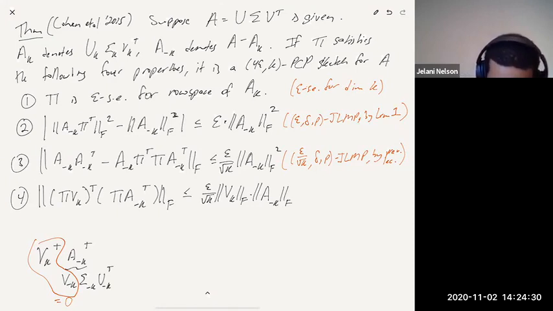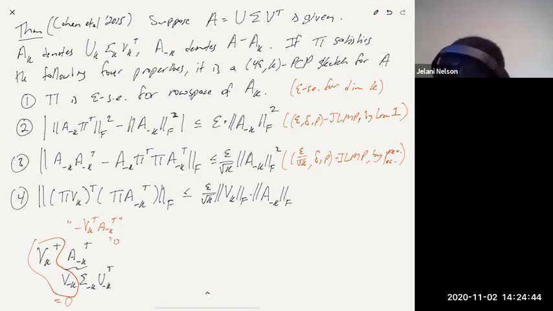So you could imagine that you actually had a minus V_k transpose (A minus A_k) transpose here. Then it looks exactly like AMM. But the point is you don't need that, because this is just 0. Okay. So how do you get this? Again, you get this via the epsilon over root k, delta, p JL moment property, again by the previous lecture when we talked about approximate matrix multiplication.